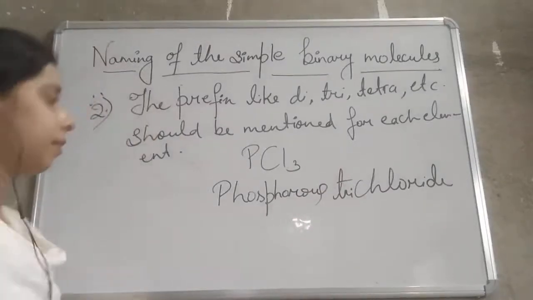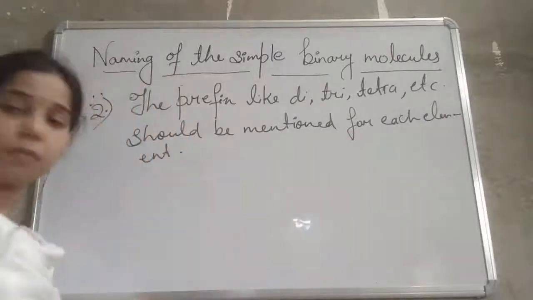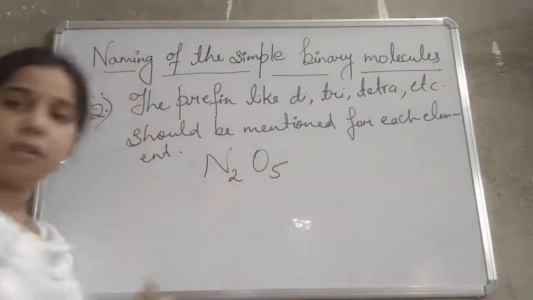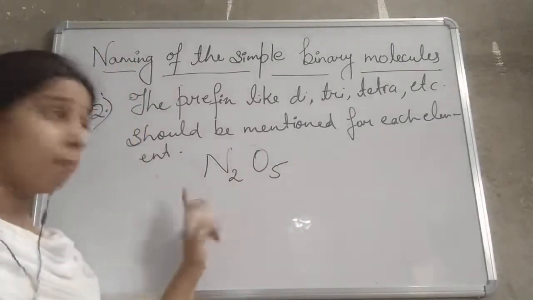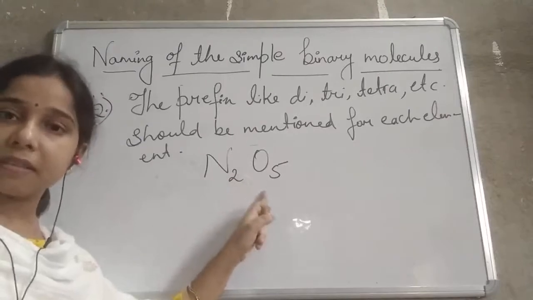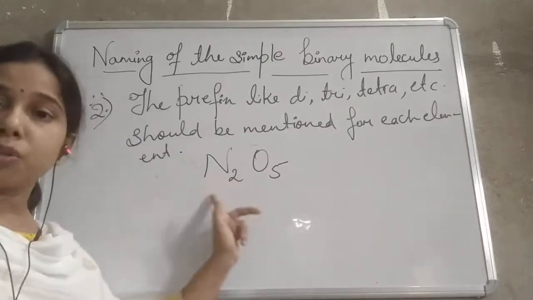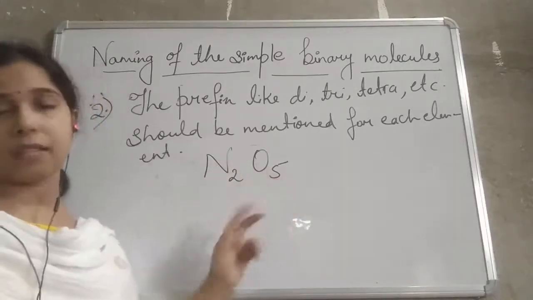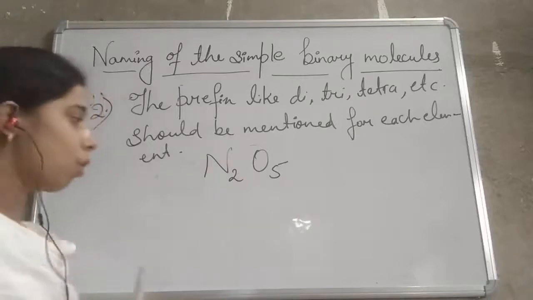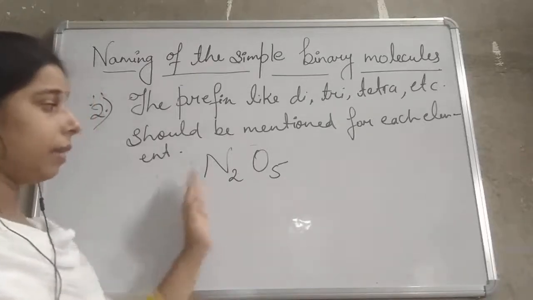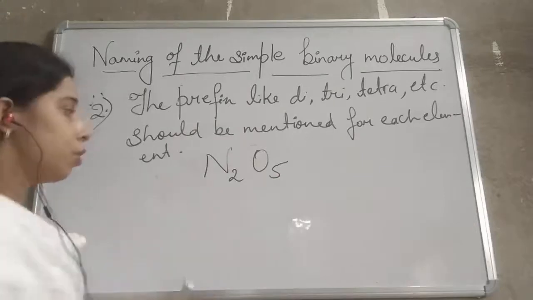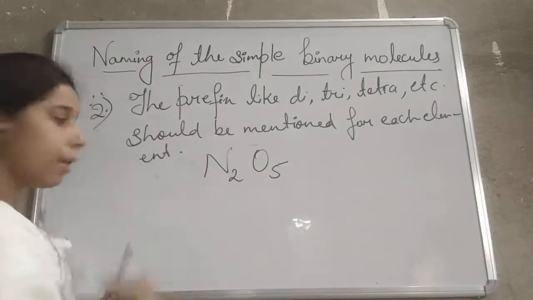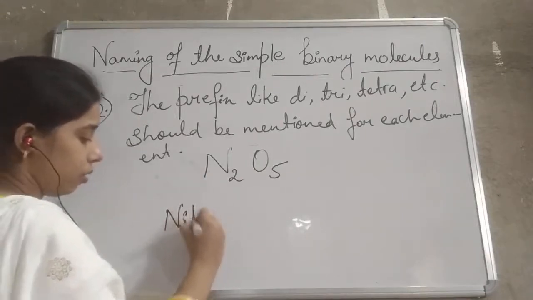Another one like N2O5. Now, in this case, both of the elements have prefixes. Okay, here nitrogen is 2, means 2 atoms of nitrogen are present, and here the 5 as the subscript of the oxygen is there. So, what will be the name of this formula? So, you see student, we will not change the nitrogen here because this is the first element. So, we will write here nitrogen.